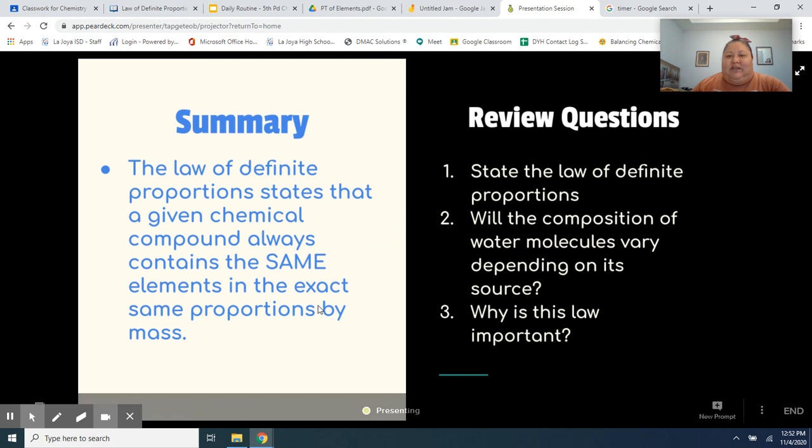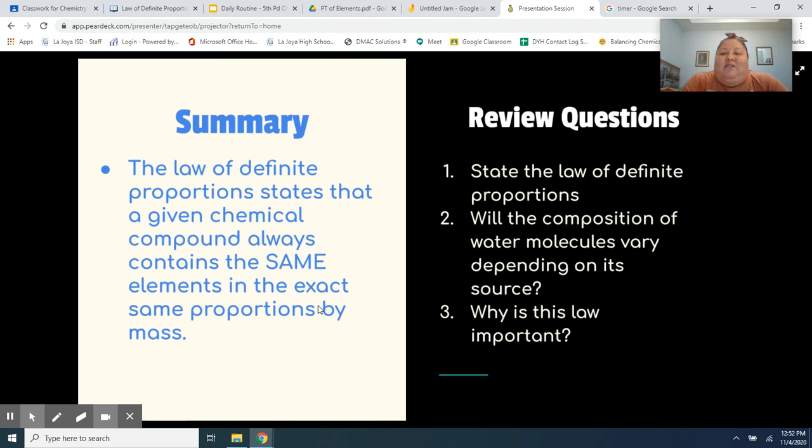All right, let's summarize the topic for today, the section. And you only have 1 major bullet point. The law of definite proportion states that a given chemical compound always contains the same elements in the same proportions by mass.